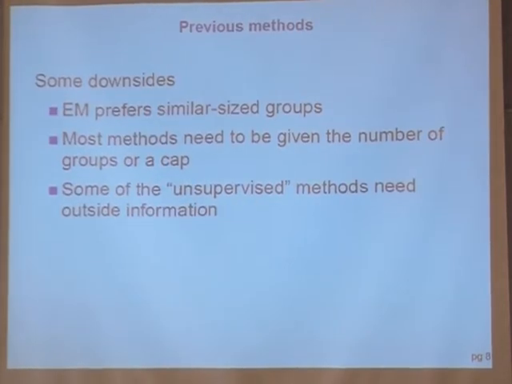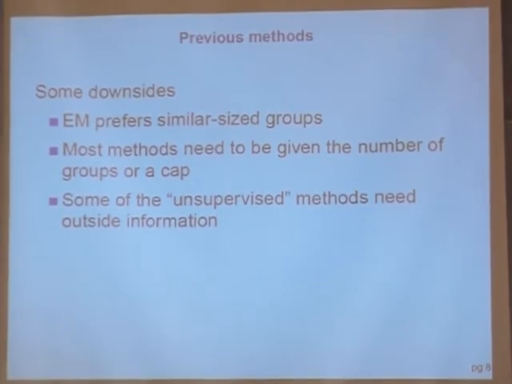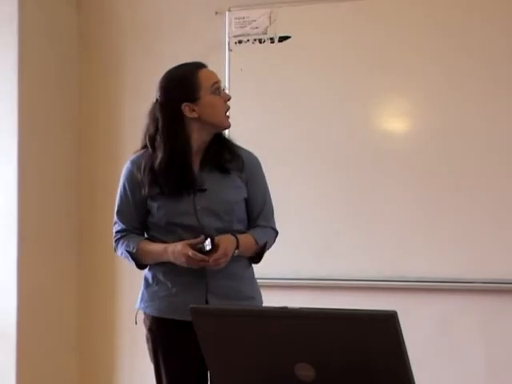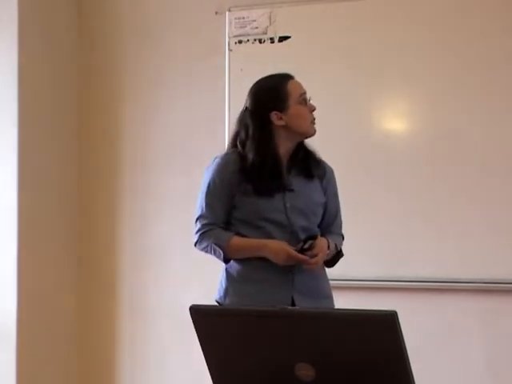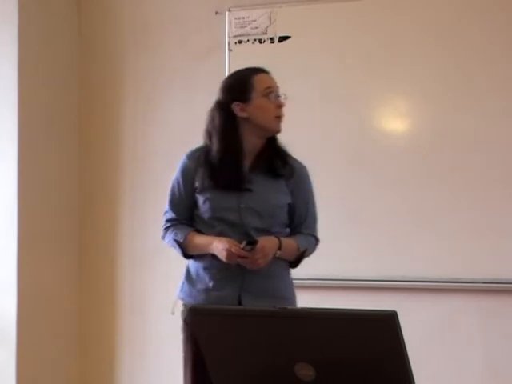So why are we doing something new and different for this? There are some downsides to previous unsupervised discrimination. Expectation maximization prefers the groups to be similarly sized, but with word senses, usually there's one that's much more common than another. In the Penn Tree Bank, the financial interpretation of bank is going to be much more likely than the river bank interpretation. And most of the methods previously done, you need to tell them how many groups there are.